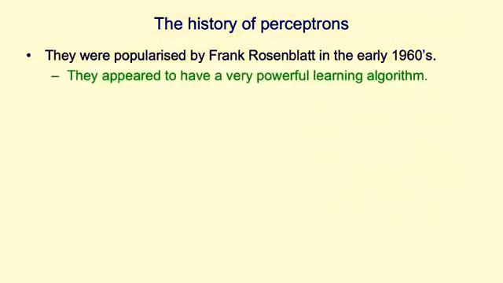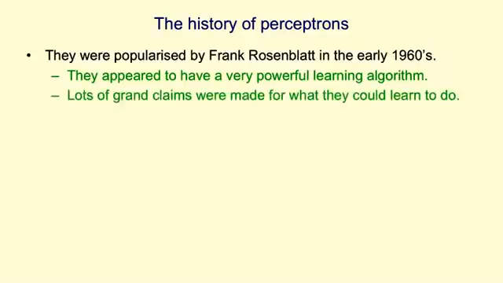Perceptrons have an interesting history. They were popularized in the early 1960s by Frank Rosenblatt. He wrote a great big book called Principles of Neurodynamics, in which he described many different kinds of perceptrons. And that book was full of ideas. The most important thing in the book was a very powerful learning algorithm, or something that appeared to be a very powerful learning algorithm.